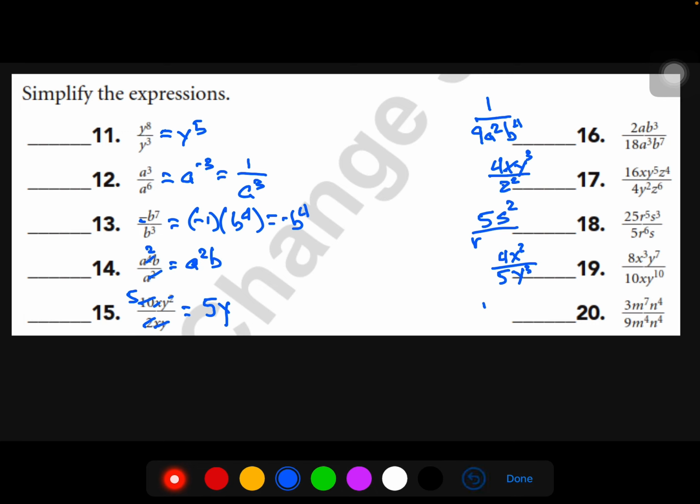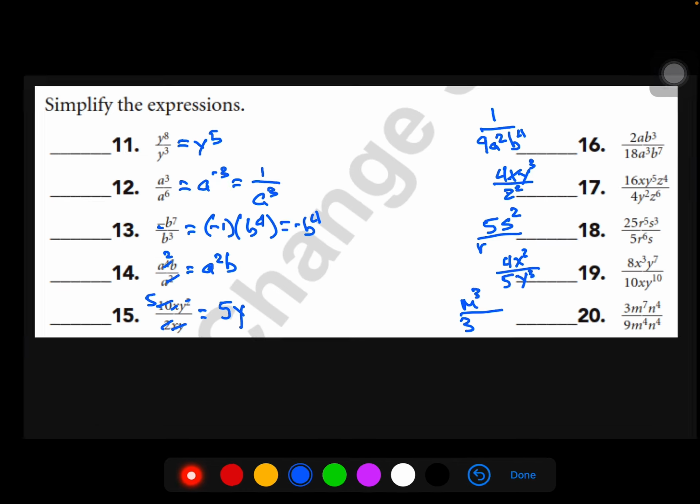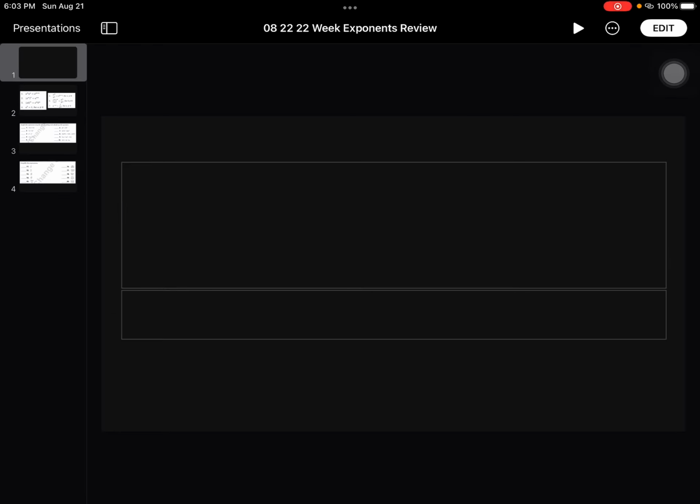And again, I don't think we're going to need that 1. So we have our 3 on the bottom, m to the 7th minus 4. M to the 7th divided by m to the 4th is m to the 7 minus 4, m cubed. And then we got just n and n on the bottom. So m cubed over 3. And that is the majority of what you'll see with the laws of exponents.